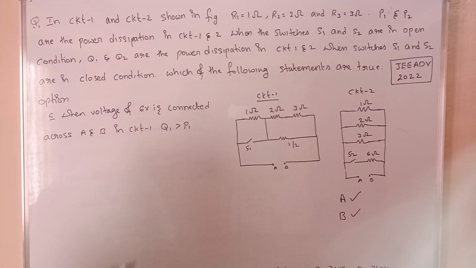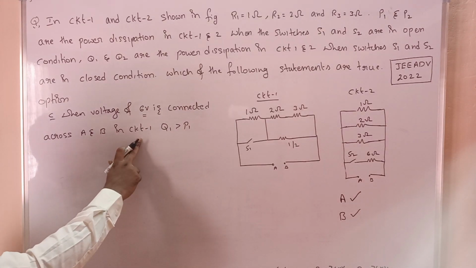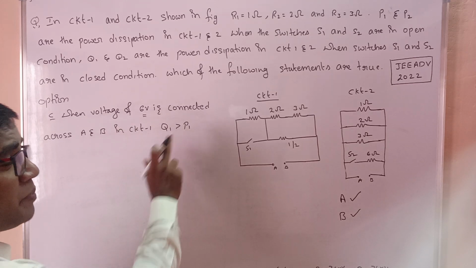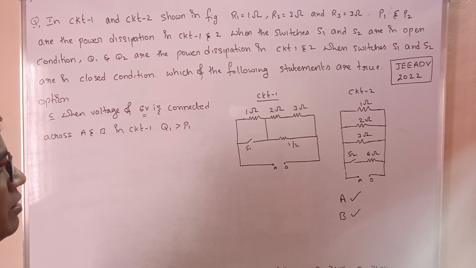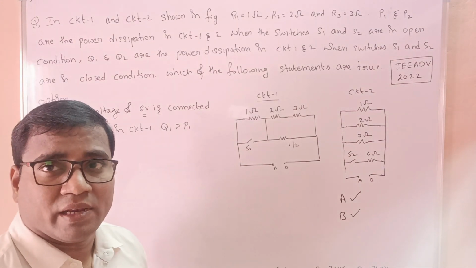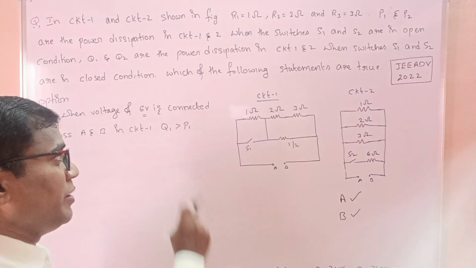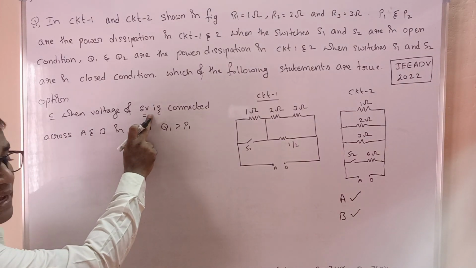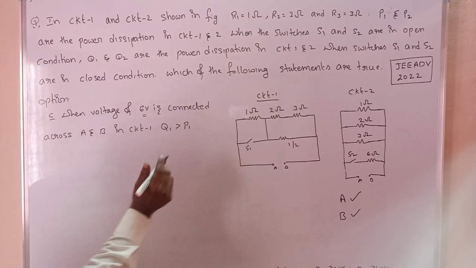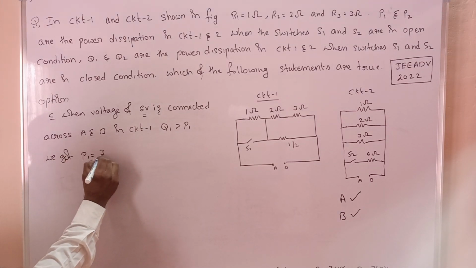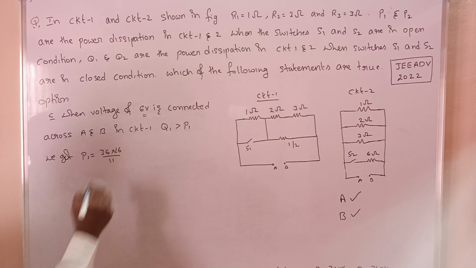When a voltage of 6 volt is connected across A and B in circuit 1, Q1 is greater than P1. What is Q1? Q1 is the power dissipated when S1 is in closed condition, and P1 is in open condition. Under 6 volt we already calculated P1. So P1 is equal to 36 into 16 by 11.